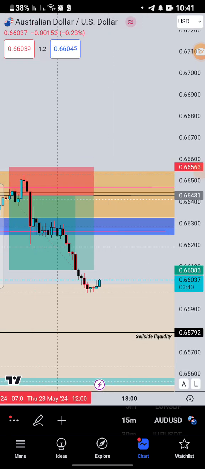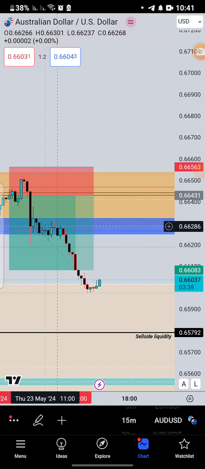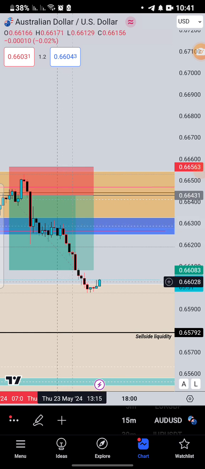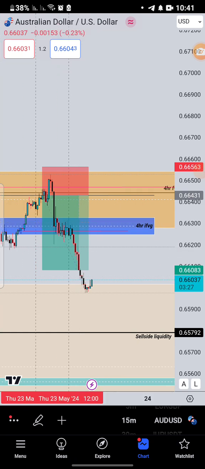We had some accumulation here. We had price accumulating at around this level before tanking lower during the PM session. So yeah, that was the trade analysis that I had today. And this is the trade that I took.